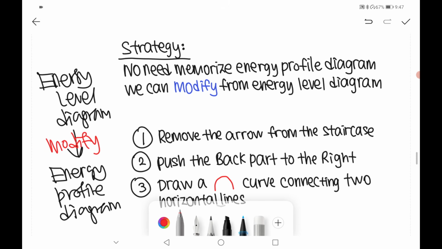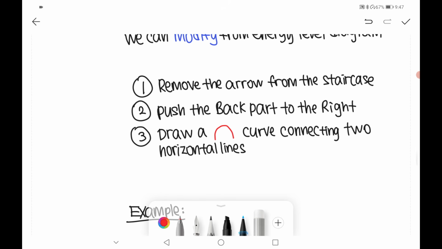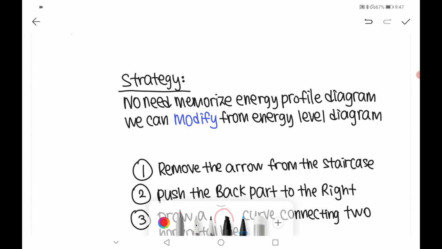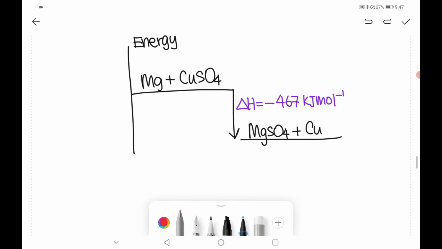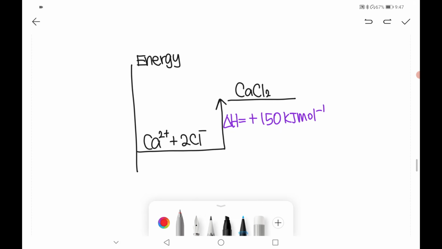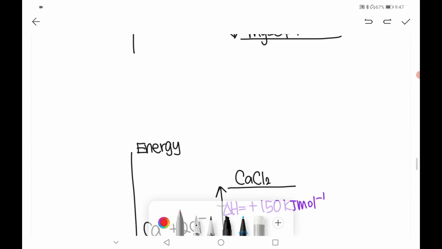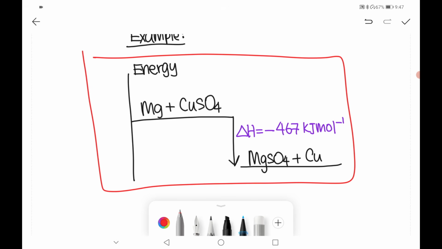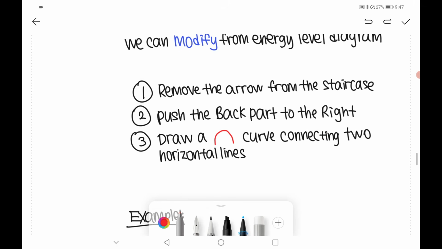All right, I'll show you step by step how to do it. These are the 3 steps that we can use to change the energy level diagram to become an energy profile diagram. I'll use 2 examples here to demonstrate. First of all, this is an energy level diagram, right? You can see the staircase. This is an energy level diagram. So I'll teach you how to modify.